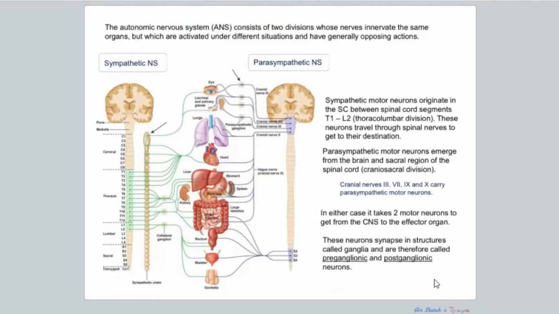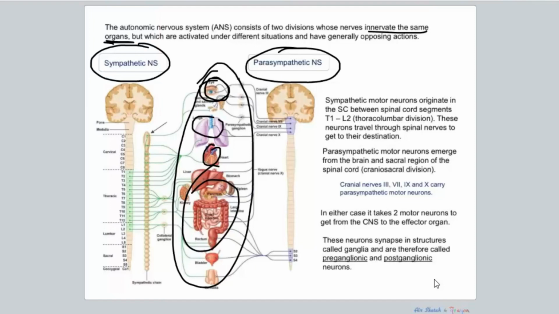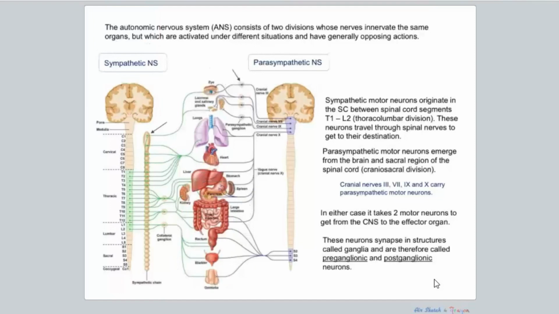Alright, so these are all the effector organs right here for the autonomic nervous system, or most of them I should say. And the autonomic nervous system consists of two divisions. Like I said, there's a sympathetic division and there's a parasympathetic division. And what I want to point out here is that the nerves for both of these divisions are pretty much innervating the same organs. So they're both innervating the smooth muscle in the eye, the tear glands, the lungs, the heart, all the digestive viscera, all that type of thing, the genitals as well. But they have different actions.